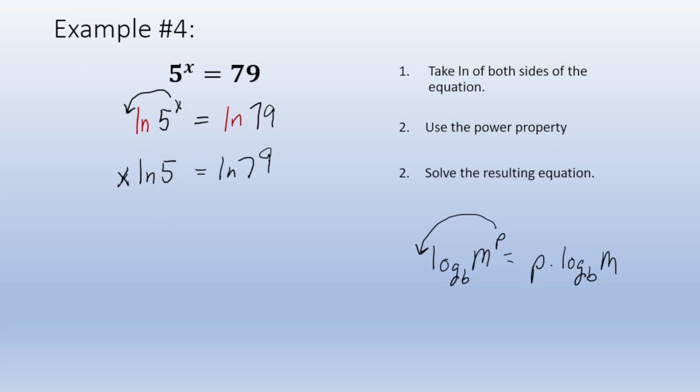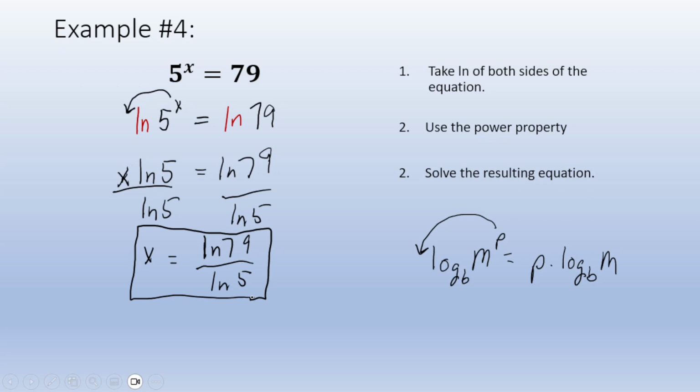Solving the resulting equation, all we need to do here is divide both sides by the natural log of 5, and we have our solution, x equals natural log of 79 over natural log of 5. Now this we would regard as our exact solution to the equation. We could, of course, plug this into the calculator to come up with an approximate solution. Most of the time when you're doing problems of this type, it is required that we express the solution in exact form the way that we have it here.